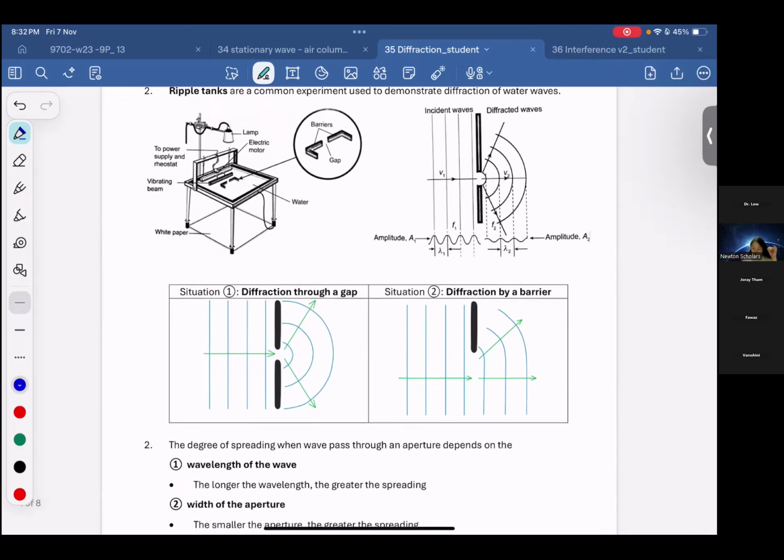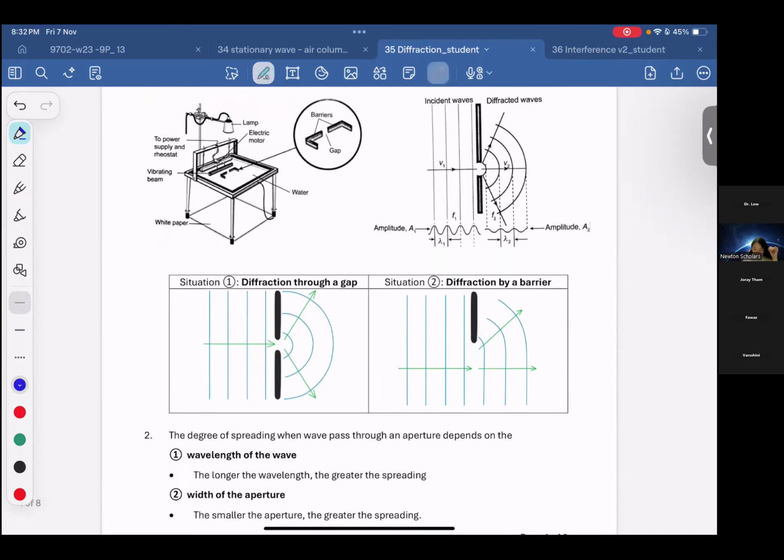Okay, so this is the ripple tank, and then the vibrator will move up, down, up, down. So there is a gap. So we observe what is the pattern. For the diffraction, if the effect is good, it can be spread out and showing a circular path. Circular wave front. So why we need to do this?